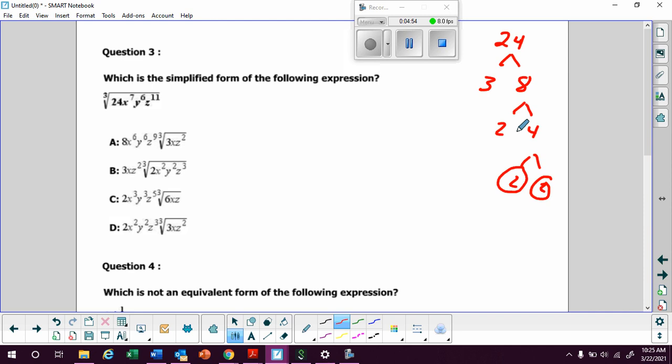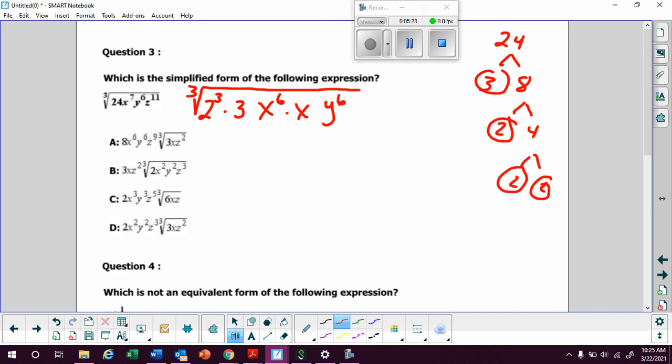So these are my prime factors. So when I put it inside the radical, I'm going to try to see what is divisible by 3. So I'm going to put 2 cubed times 3. And when I write x to the power of 7, I'm going to write it as x^6 times x, because I need a number that's going to be divisible by 3, right? 7 cannot be divisible by 3. So I write it this way. y^6 can be written as y^6. But z^11, I can write it as z^9 times z^2.